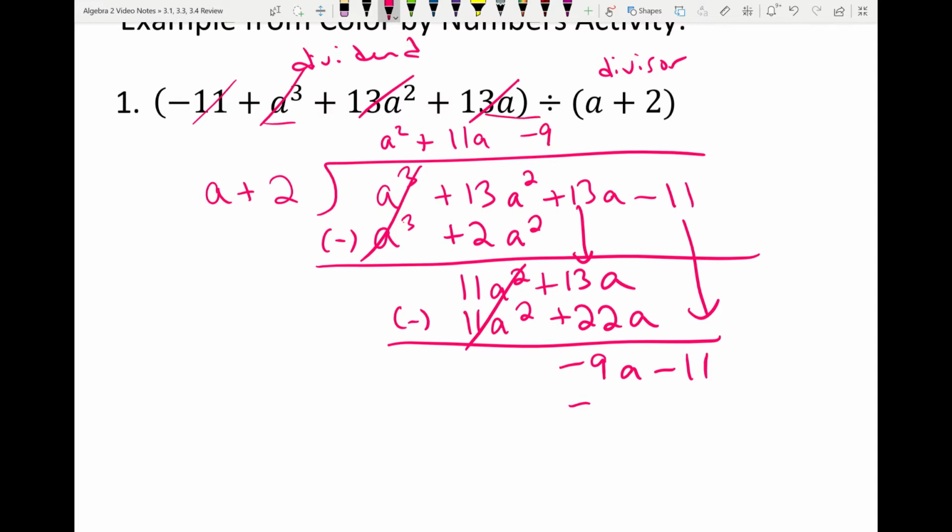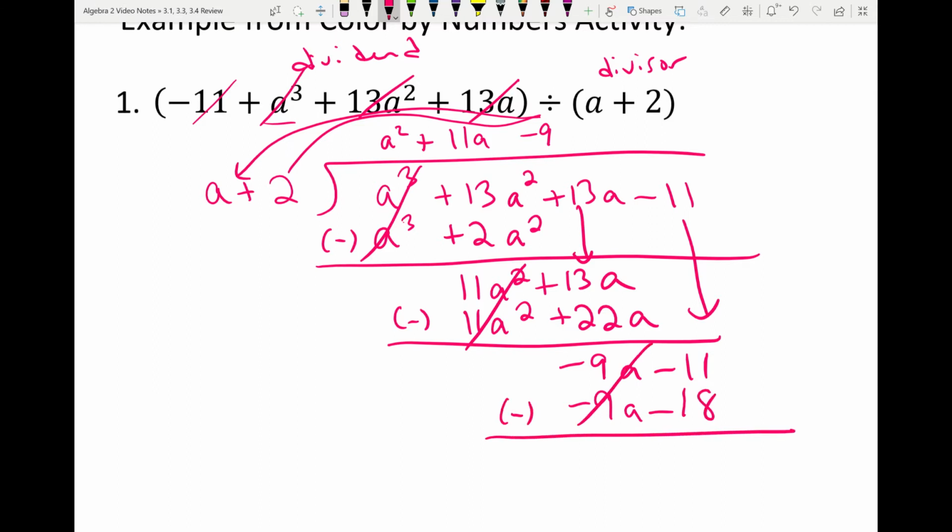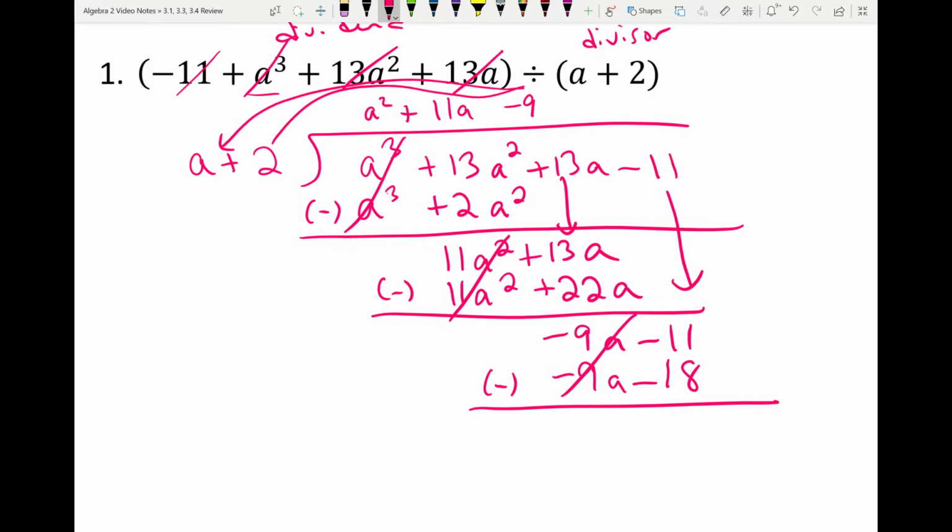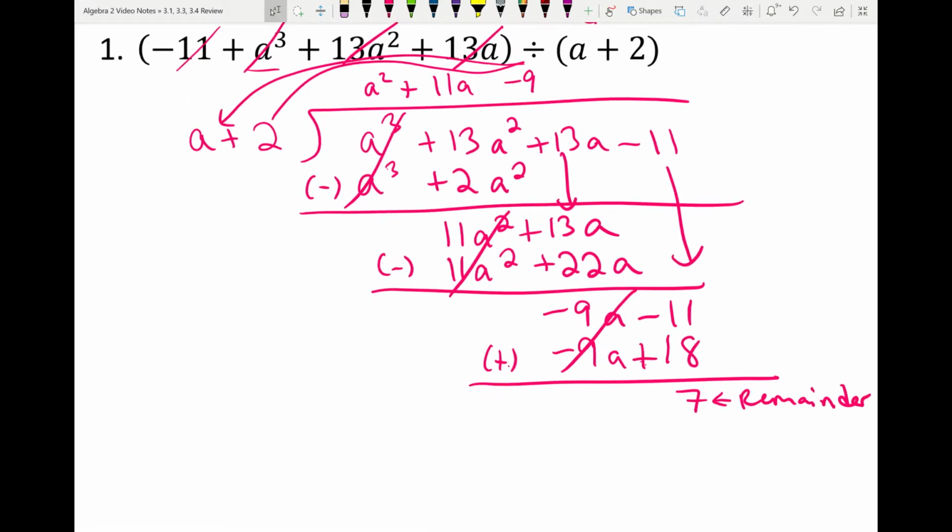So negative 9 times a is negative 9a. Negative 9 times 2 is negative 18. Subtract. Cancels. Negative 11 minus negative 18: these two negatives turn into positives. So negative 11 plus 18 is 7. So that means we have a remainder. All right, so we've got our quotient and we've got a remainder.